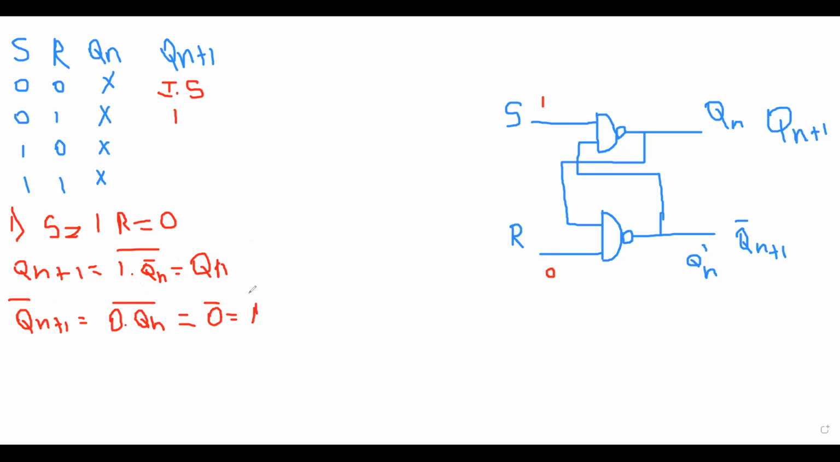So now I can get the value for Qn. I can say, because here the complement value is 1, the normal portion is 0. So now I write 0 here. So this is the reset condition. This is called the set condition. Then I'm going to move to the fourth condition.